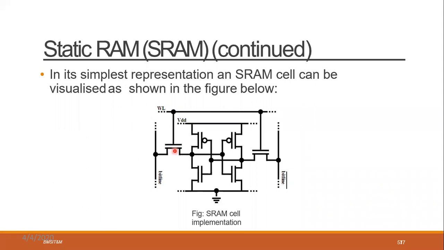Then bit line and bit line bar. These will help us to read data from this memory or write data to this memory. Read and write. Right. So first we will be writing data to this memory location. I want to write 1 to this memory location. So I will be writing 1 to this bit line.